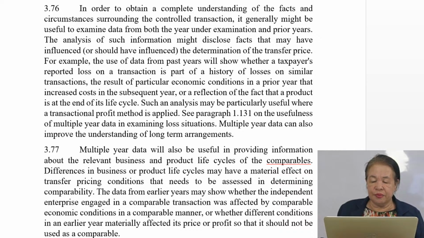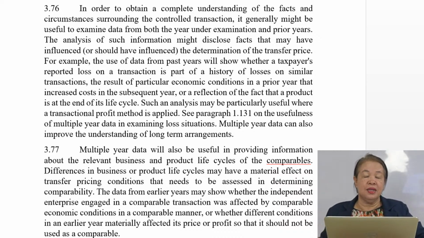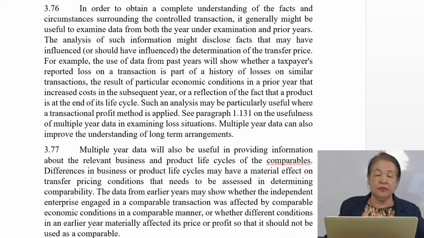See paragraph 1.131 on the usefulness of multiple year data in examining loss situations. Multiple year data can also improve the understanding of long-term arrangements, especially if in the process of comparability, there is that contractual terms, no? That the effectivity is 10 years, no? So you can revisit the previous years.